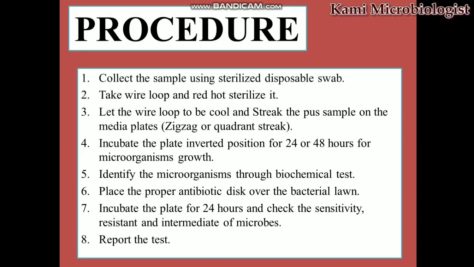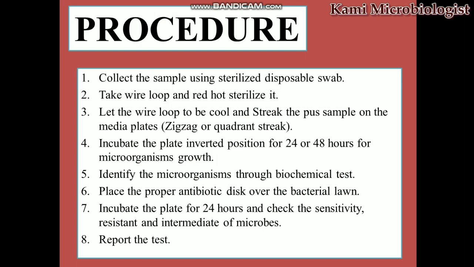The procedure is very simple. First of all, we have to collect the sample at morning time using a disposable swab. Then we take a wire loop, red hot it, and perform the streaking. But before that, we have to make a base on this selective media as we talked, and then we perform the zigzag or quadrant streak method. After that, we incubate the plate for 24 to 48 hours for microbial growth. Then we will identify the bacteria using biochemical tests.